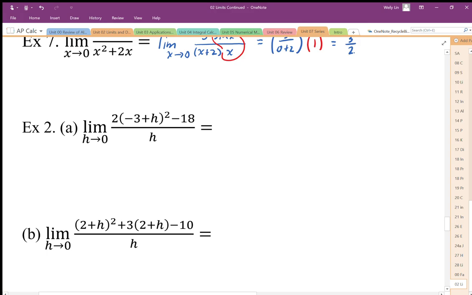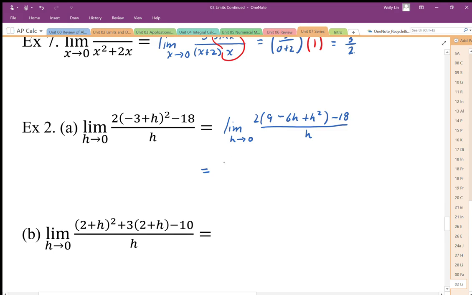We need to get rid of the divide by 0. If I put 0 in, I'm going to end up with 18 minus 18 over 0, which is 0 over 0. So I need to algebraically rearrange this to get rid of that divide by 0. So the limit as h goes to 0, we're going to end up with 2 times 9 minus 6h plus h squared, minus 18, all over h.